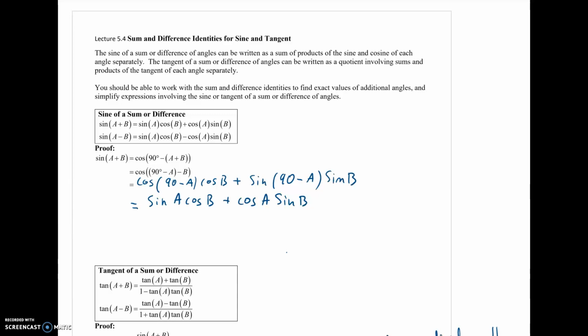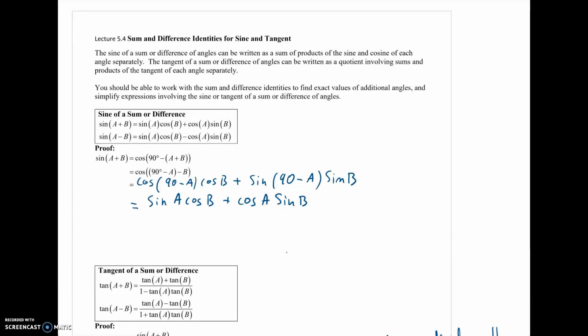Alright guys, so now we are going to work on lecture 5.4, sum and difference identities for sine and tangent. You should be able to work with the sum and difference identities to find exact values of additional angles and simplify expressions involving the sine or tangent of a sum or difference of an angle. So that is what you need to keep in mind.